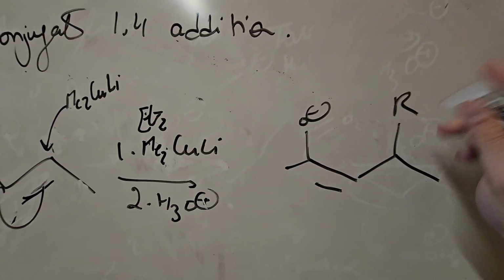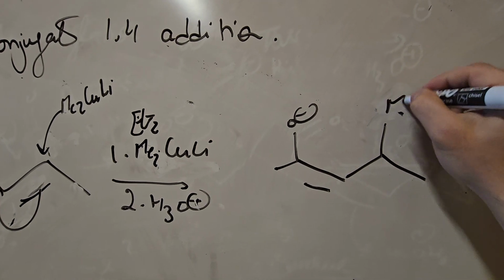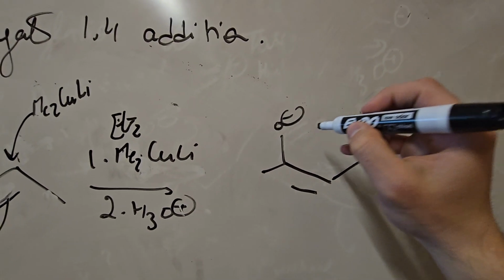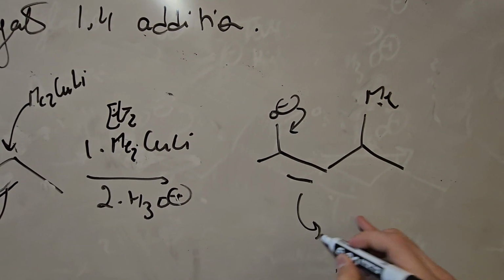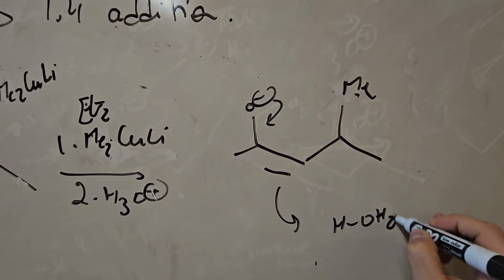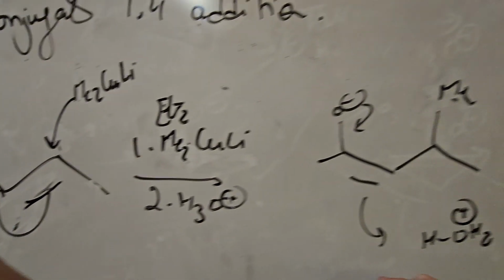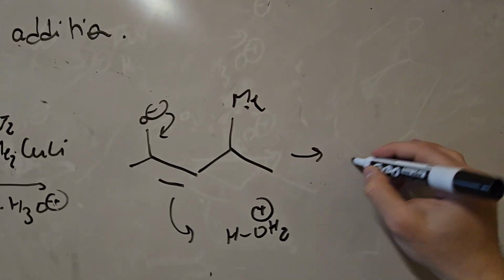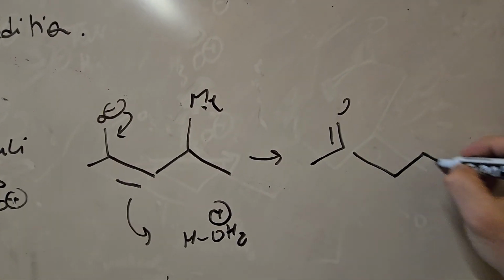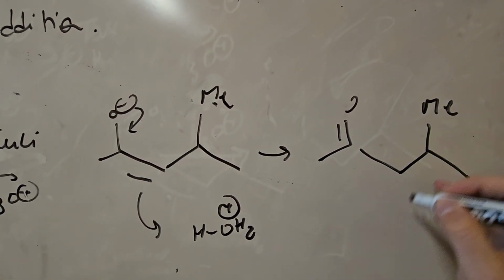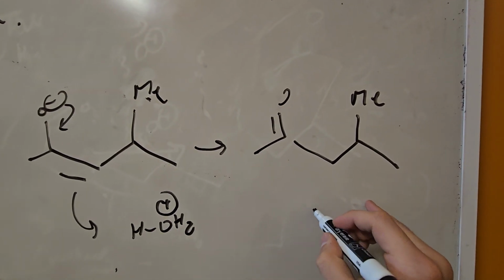and we only add one R, so just Me like this. And then what happens is that this comes down and this attacks our hydronium from our acid workup step, whereby we produce this Michael product.